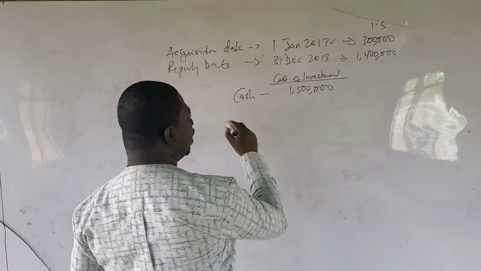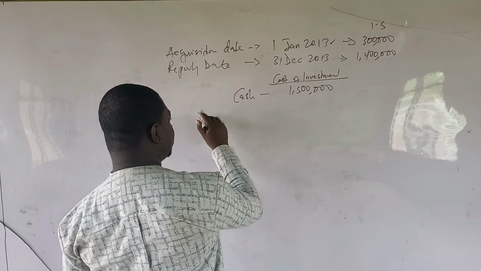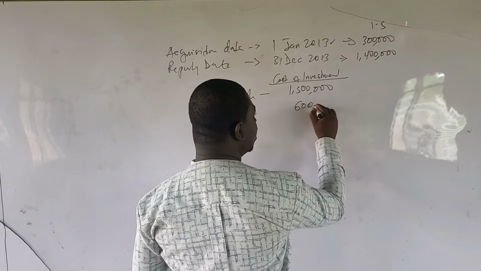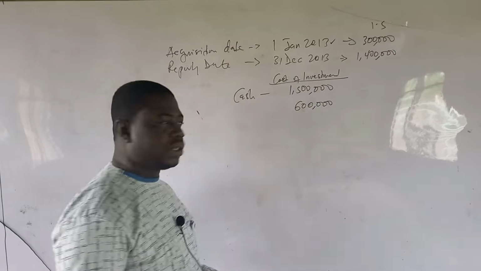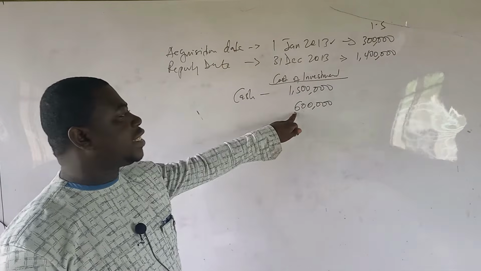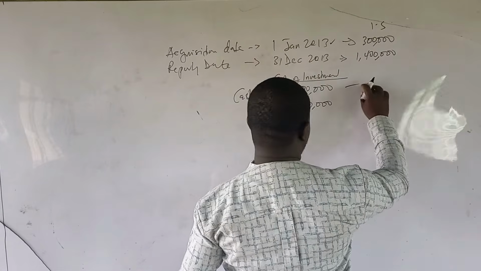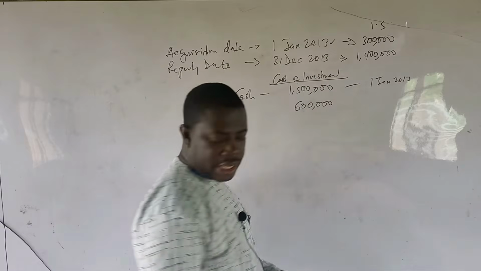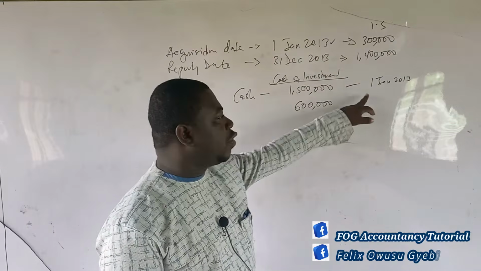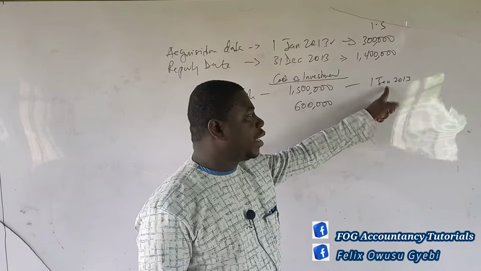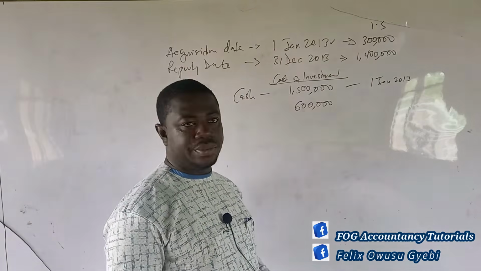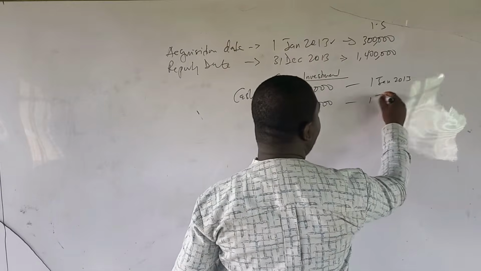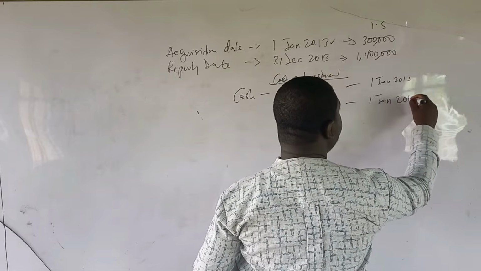Then there is a deferred and contingent consideration. I call it contingent because there is a condition attached. They will pay a further 600,000. Make no mistake about that, the cash of 1.5 million will be paid on the date of acquisition, which is 1st January 2013. But a further 600,000 Ghana cedis is paid on 1st January 2015.